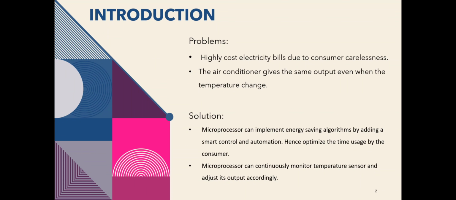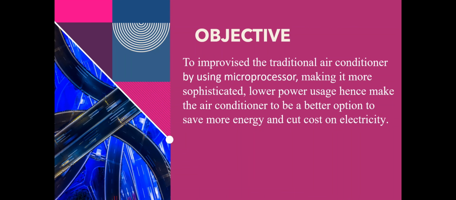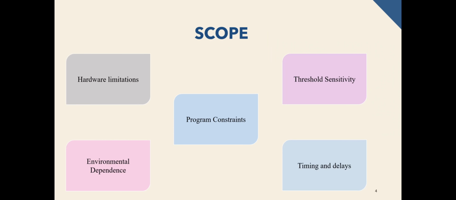For our introduction, our group decided to take an old air conditioner and observe the problems that the consumer had, hence find a solution to every problem. Our objective is that our group will take the traditional aircon and upgrade it by using a Micro P. The scope of the project is divided into 5: the hardware limitation, program constraints, threshold sensitivity, timing and delays, and also the environmental dependence.